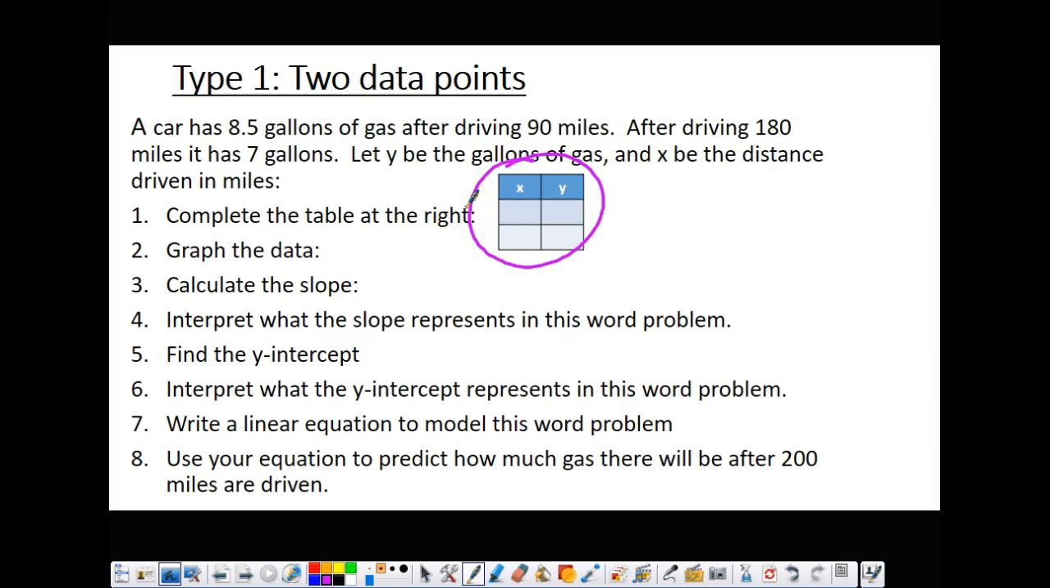Putting your numbers in that chart just so that you're ready to go. Once you have that, you can turn those into points, right? That's not difficult. Calculate the slope, you know how to do that. Y2 minus y1 over x2 minus x1. You know how to do that.